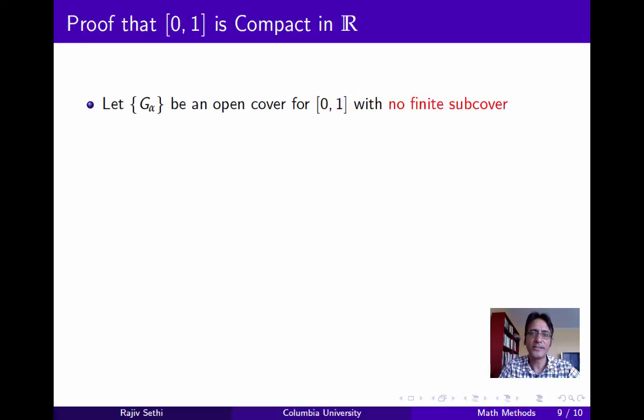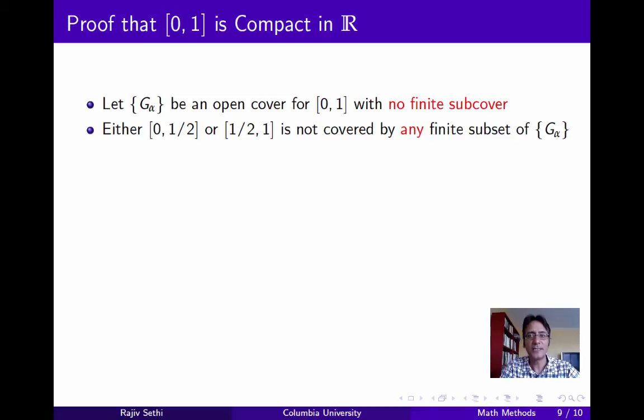So let's start by trying to prove that the closed interval [0, 1] is compact in R. So let's assume that the closed interval is not compact, and we'll obtain a contradiction. So if it's not compact, then there must exist an open cover with no finite subcover. Let's call this open cover G alpha.